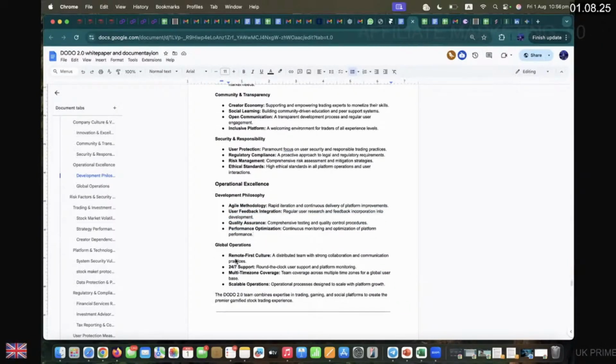Global operation. Remote first culture. A distributed team with strong collaboration and communication practices. 24-hour support. Multi time zone coverage.